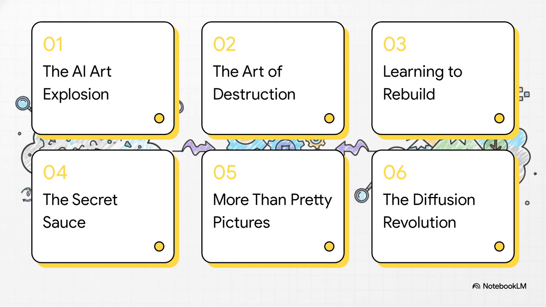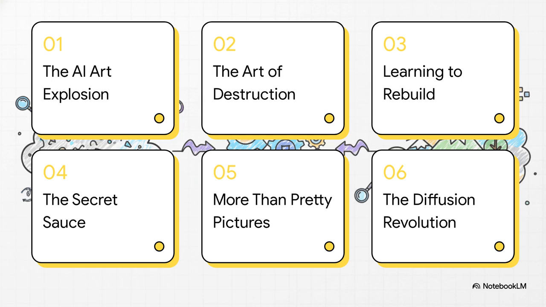So here's our game plan for this explainer. We're going to start with the paper that kicked off the whole AI art explosion. Then we'll get into this wild idea called the art of destruction, see how the AI learns to rebuild from the mess, and uncover the secret sauce that made it all click. We'll also see why it's about way more than just pretty pictures before we wrap up with the full-blown diffusion revolution it started.